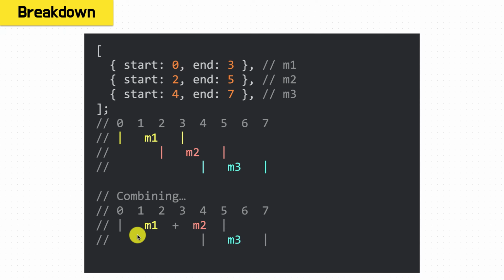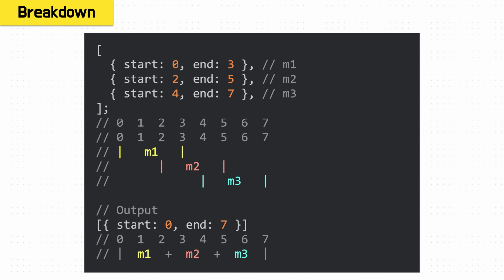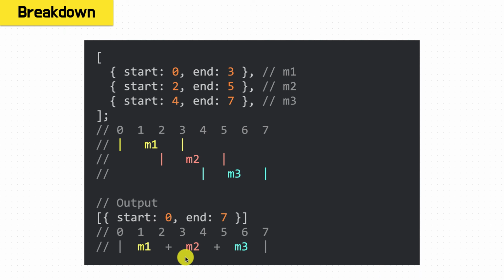So when we consider the combined interval of meeting 1 and meeting 2, which ends at 5 because meeting 2 ends at 5, this will also include meeting 3. Because meeting 3 starts before the previously combined block ends, which went from 0 to 5 because we combined meeting 1 and 2. And now with these 3 combined meetings, it goes from 0 to 7.